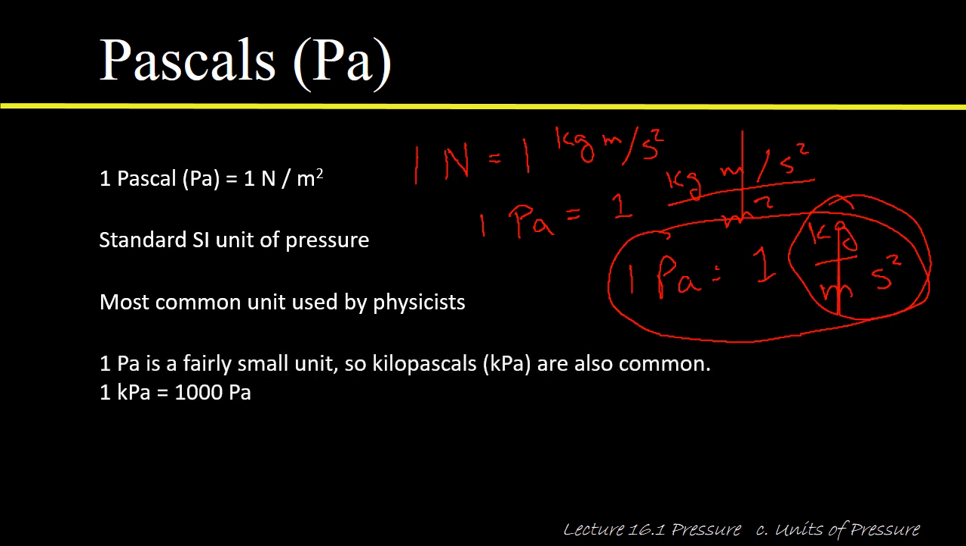Pascal is actually a pretty small unit of pressure. 1 Pascal is very, very small. So pressures are often measured in kilopascals, and so you'll often see kilopascals. And for things where they're fairly high pressure, you may even see megapascals. I wouldn't consider these kilopascals and megapascals to be different units. They're really just the unit Pascal with metric prefixes added to them. So if you're familiar with the metric system and you know pascals, then you also know kilopascals and megapascals.